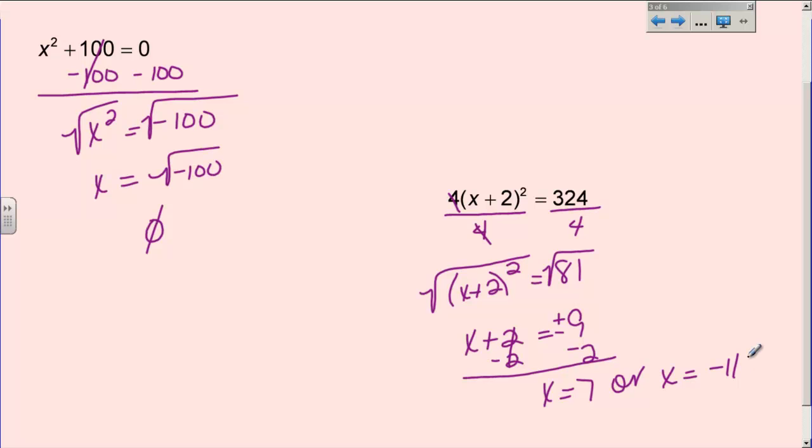This is why it's very important you not forget that plus or minus, because it will affect your answer, especially in problems like this. But this problem, I promise you, is 10 times easier to solve using the square root method than trying to do any of the others.